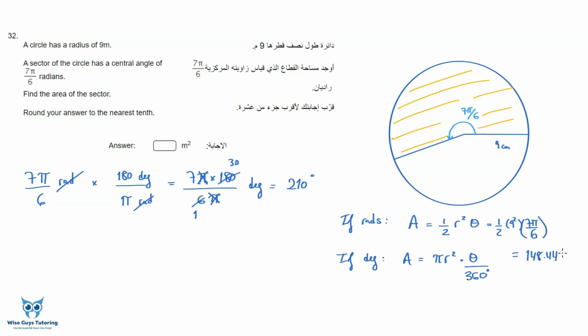148.44 meters squared, because it's an area. And this rounds off to the nearest tenth to 148.4, because this 4 is not strong enough to push that tenth into the 5. So there you go. That's our final answer.